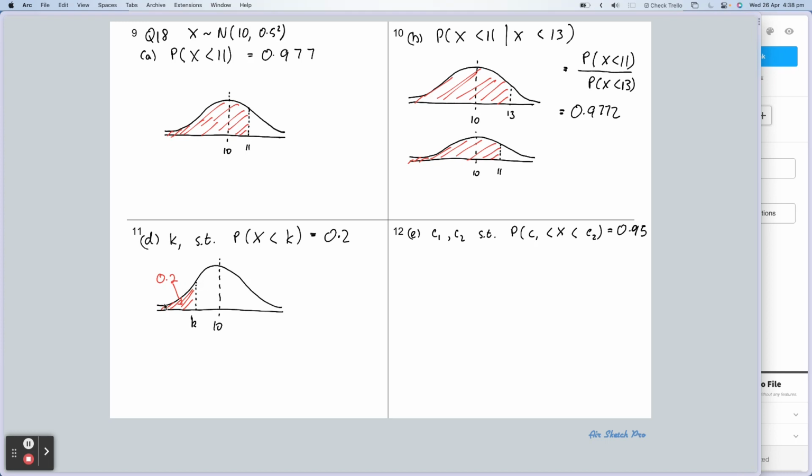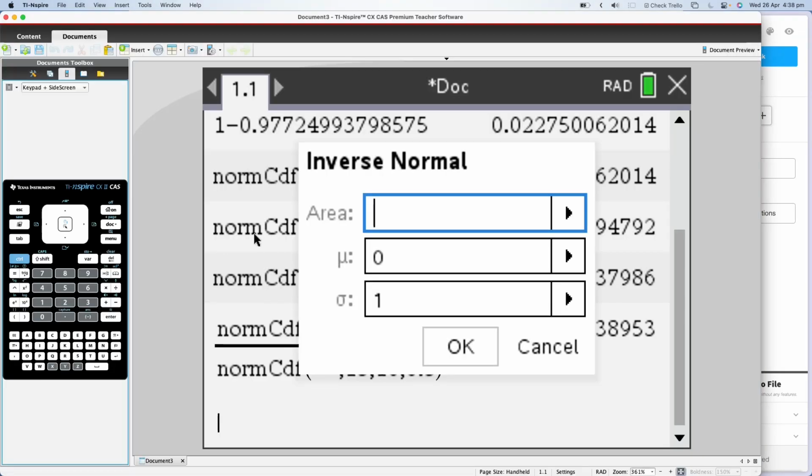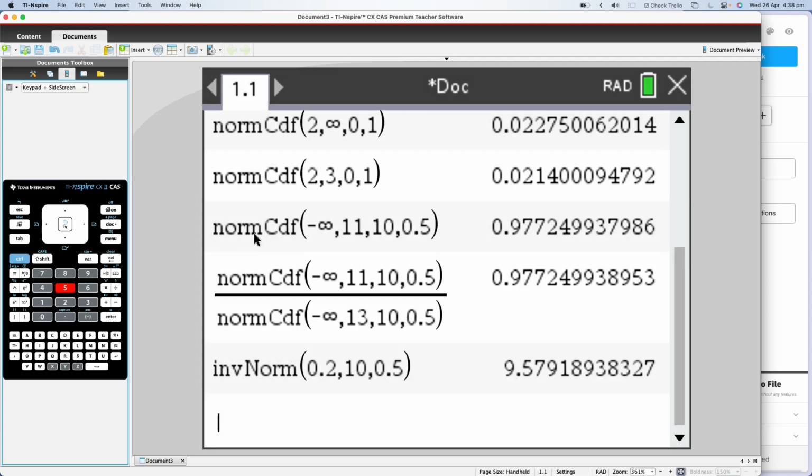If you remember that this graph here is the graph of the probability distribution function, and that the area under the curve represents the probability at point K, or at point 10, or at point 11, etc. Okay, so when it asks for the area, it's simply asking you to put in the probability that you're given. So we type in 0.2. The mean is 10 and the standard deviation is 0.5. That is given to us in the question. So click on OK. I'm told that that value must be 9.57.